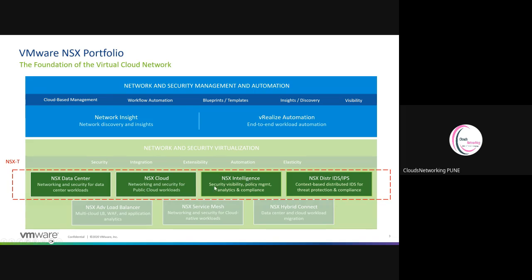NSX-T intelligence. What does that mean? Security visibility. Generally, in a data center, most traffic remains within the data center only. A big amount of traffic remains within the data center. That is called east-west traffic. Whatever remains within the data center, they are connecting to each other, right? Someone is going left, someone is going right, they are not going up and down. They are connecting to each other.